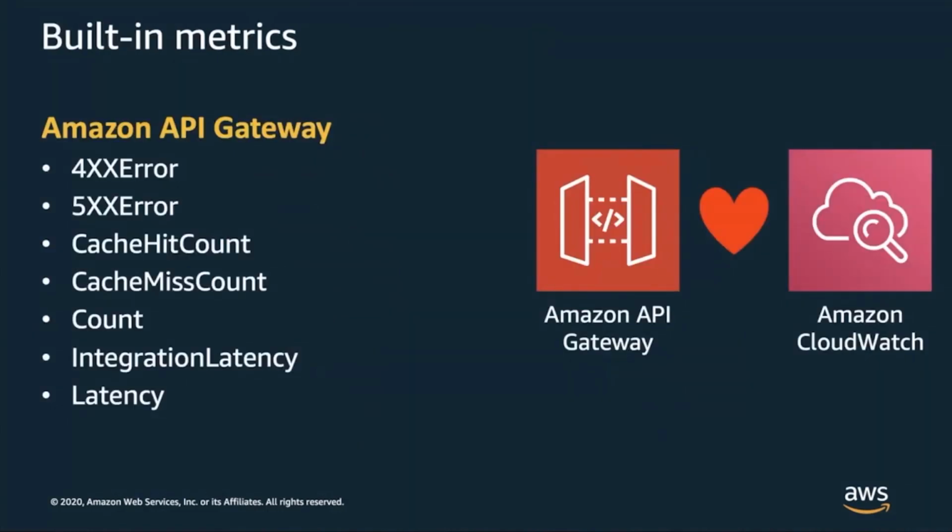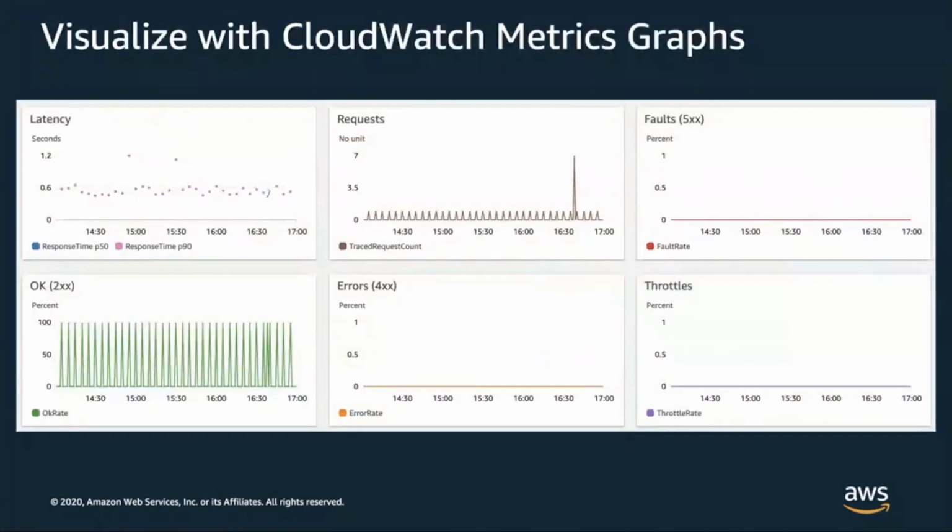Now, when it comes to API Gateway, right out of the box, you get a bunch of great capabilities with CloudWatch. You get a number of built-in metrics, things like 400 or 500 errors, cache hits or misses, the count of requests, latencies on the integration side, and latency of requests to API Gateway. And this is just built in. You don't have to take action to get this data. What can you do with that data? You can graph it, you can trend it, you can alarm on it, all of the types of things that you would want to do.